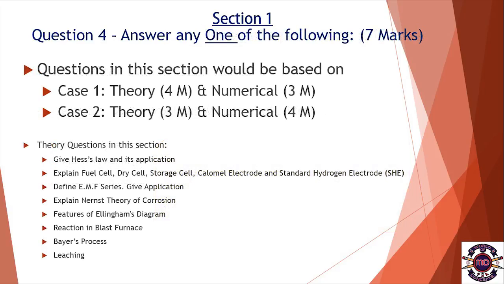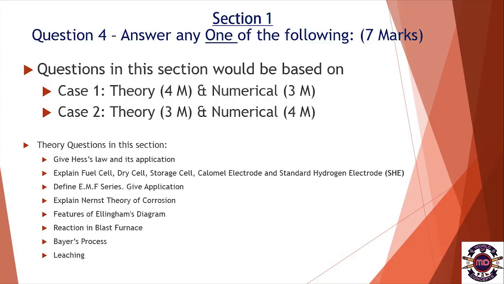We come to the last part of section 1, that is question number 4. In this question, we need to only answer any one of the following, which consists of 7 marks. There are 2 cases or 2 questions given to us and you need to attempt only one of them. In each of the sections, you will be asked either a theory of 4 marks and a numerical of 3 marks, or a theory of 3 marks and a numerical of 4 marks.